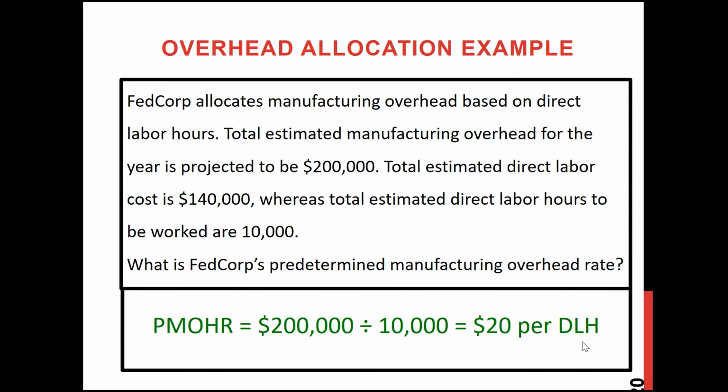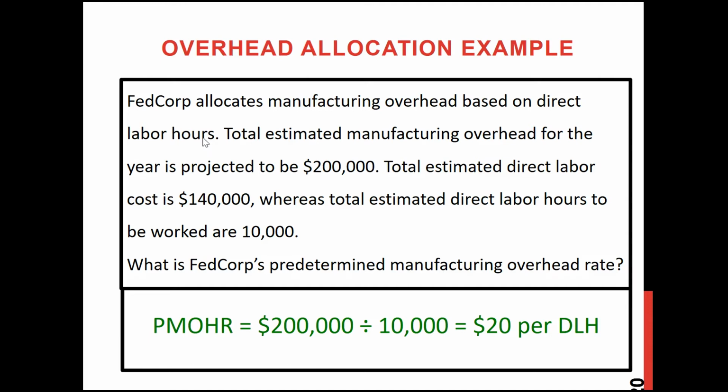Now I will give you one more example. In this example, the company Fed Corp uses direct labor hours as their allocation base. Remember, it is really important to know what the overhead allocation base is for the company. And as I already mentioned, I am repeating, it could be labor hours, labor cost, or machine hours. In this example, their overhead is based on direct labor hours.